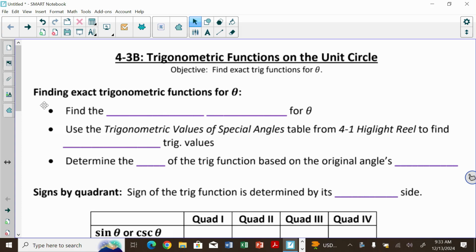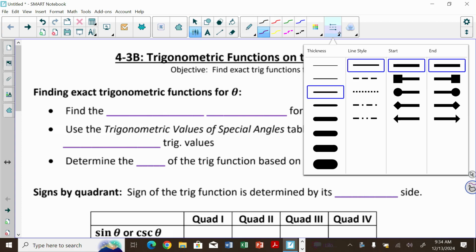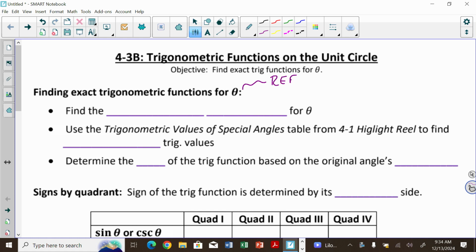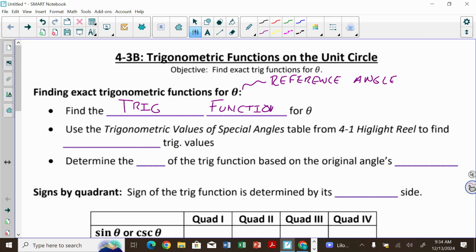Okay, so first thing we want to talk about here when finding exact trigonometric functions for theta, we know also that you're going to need a reference angle. So theta is going to be your reference angle. You need to find that to do these problems. Then we want to find the trig function for theta. Whatever that reference angle is, and whatever the information given is, we're going to use the appropriate trig function: sine, cosine, tangent, cosecant, secant, cotangent.